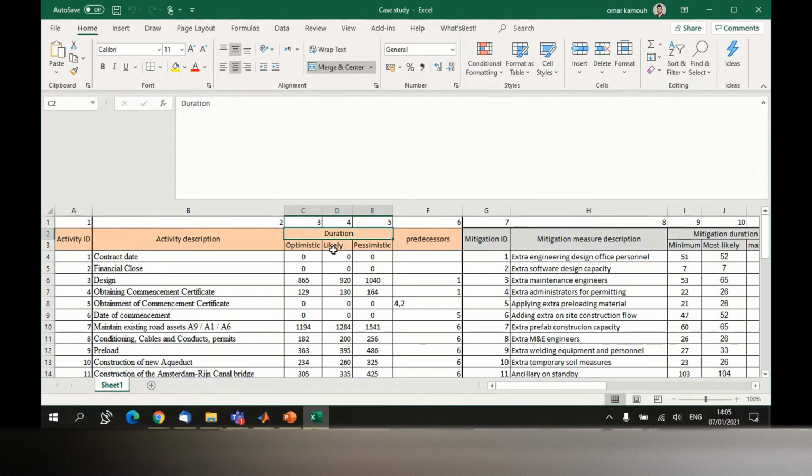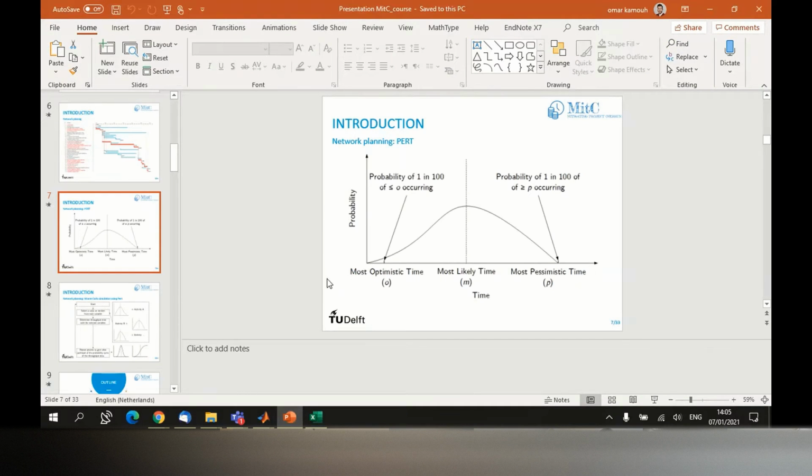Of course, since we are doing stochastic analysis, we don't provide only one duration, but three different durations: the optimistic, the most likely, and the pessimistic. So these values are going to be used, if I go back to my previous presentation, to build the distribution function for every activity. You provide this number here, the most likely number here, and this number here, and the mitigation controller is going to build this distribution for you, and then in every iteration select a random duration from this distribution. So you don't have to worry about this. You just provide these three values.